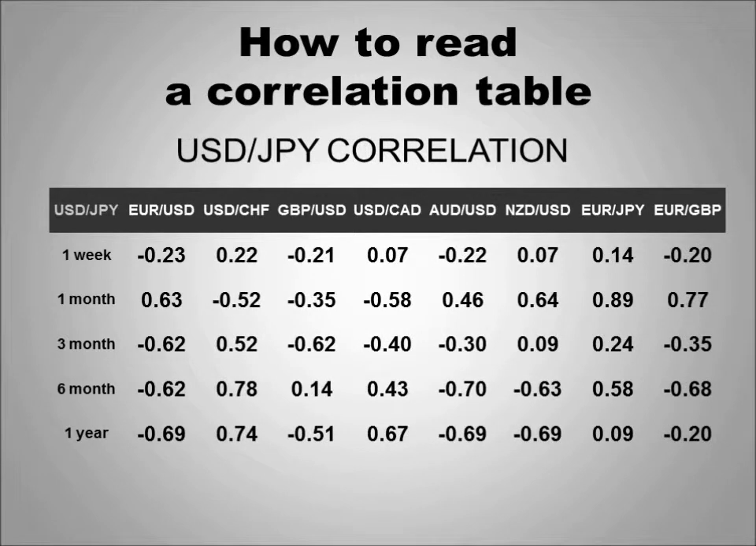Okay, let's look at a different pair. Let's look at the US dollar Japanese yen pair. Now, as we can see, if we compare the US dollar Japanese yen pair with the US dollar Swiss franc pair, there seems to be some sort of symmetry within a 1 year period. Not so much symmetry within the 1 week period.